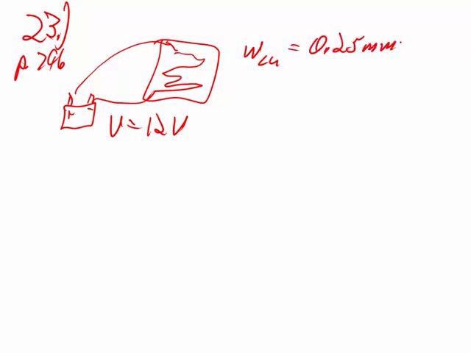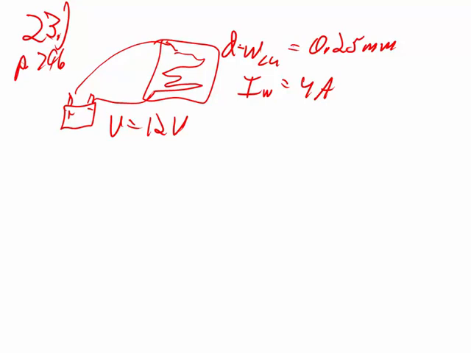0.25 millimeters, which is 0.25 times 10 to the negative third meters. And she wants a current of 4 amps in the wire. So the current in the wire is 4 amps. By the way, that's the diameter of the wire, which is copper. 4 amps in the wire. What length wire must she use? So how long does the wire have to be?